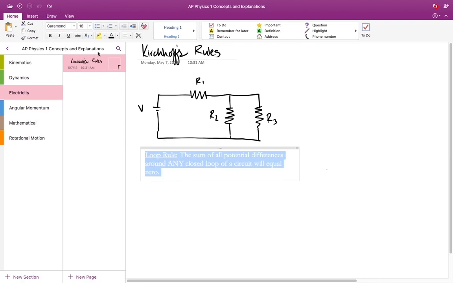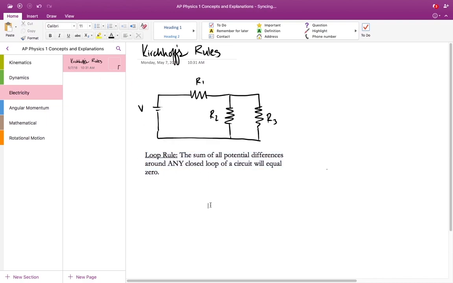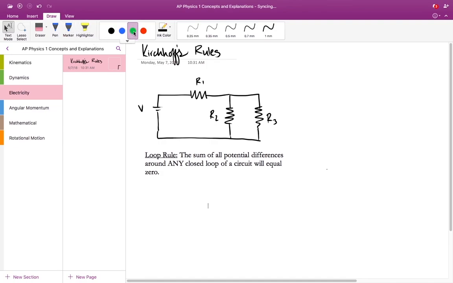So Kirchhoff's loop rule states that the sum of all potential differences around any closed loop of a circuit will equal 0. And there's one subtlety here, and that's any closed loop of a circuit. What do I mean any closed loop? Well, I could draw multiple closed loops around this circuit.